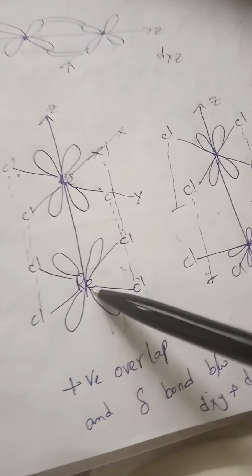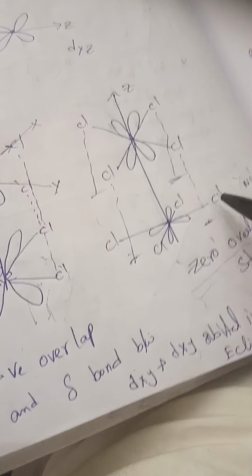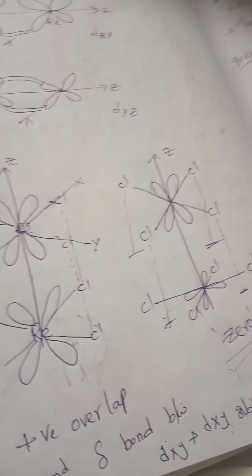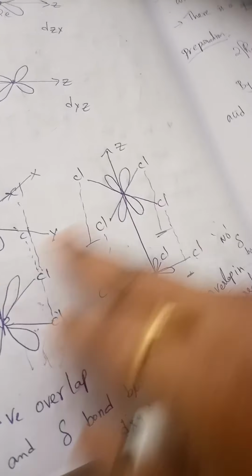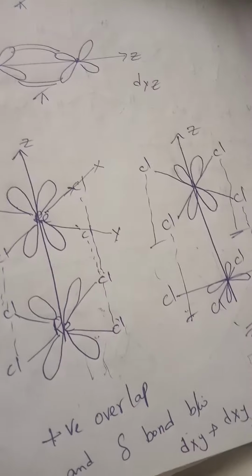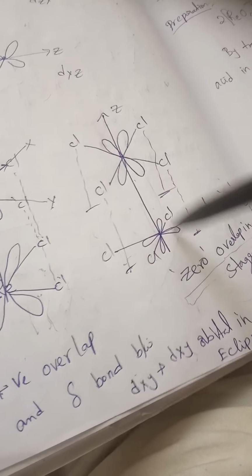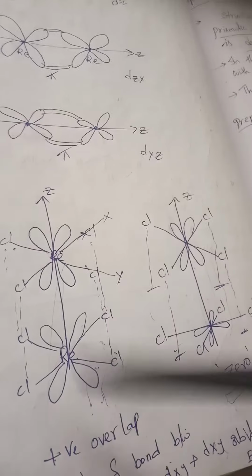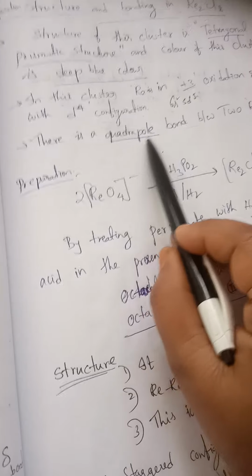There are eclipsed and staggered configurations. In organic chemistry, we say staggered is more stable compared with eclipsed. But in this case, the eclipsed configuration is more stable. Why? Because in the staggered configuration there is no fourth bond, the delta bond. Here we observe that fourth bond, the delta bond. So that's why we call it a quadruple bond.